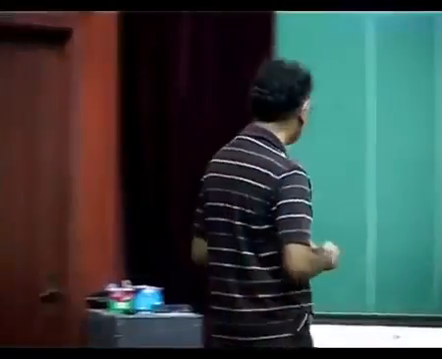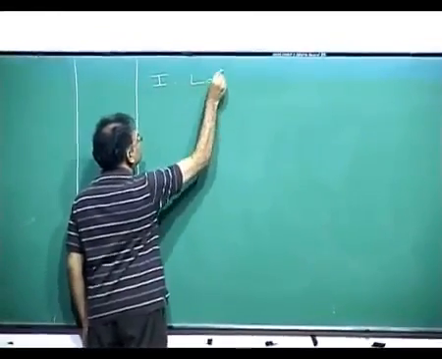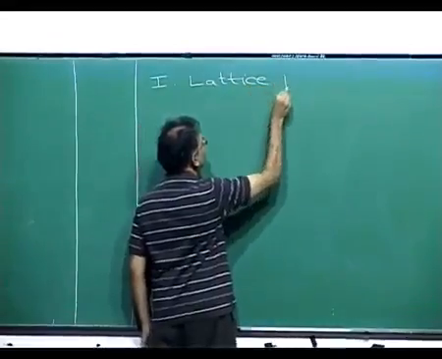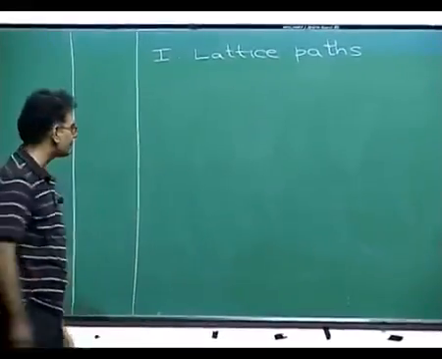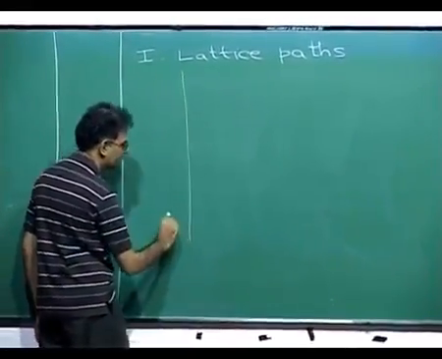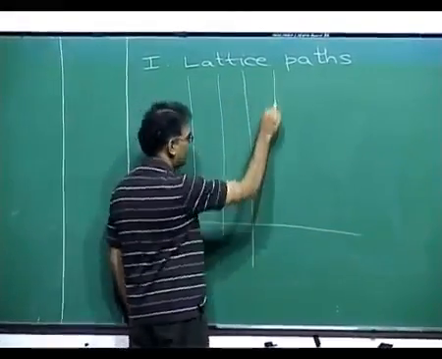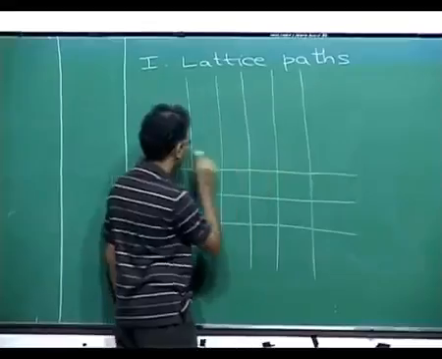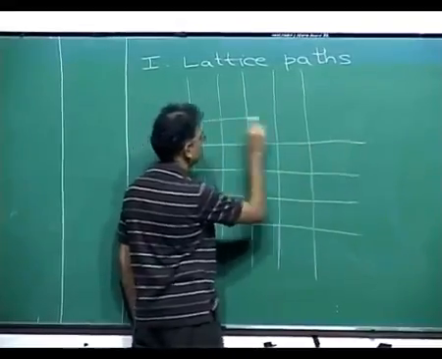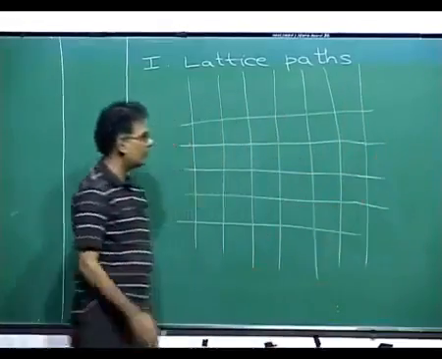So I'll begin with 4 counting problems in which these arise. The first one is called lattice paths. That is just fancy terminology for the following. Consider the plane, and let's draw the lines x equals 1, 2, 3, and so on, y equals 1, 2. Okay, so here is the plane.